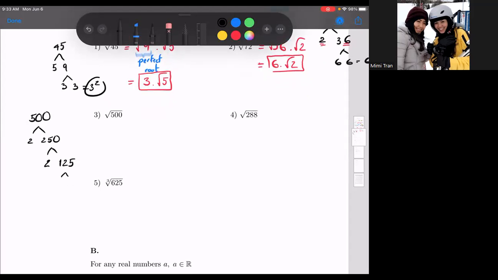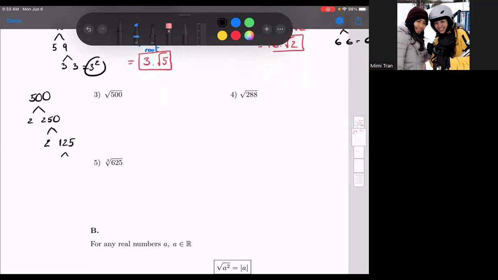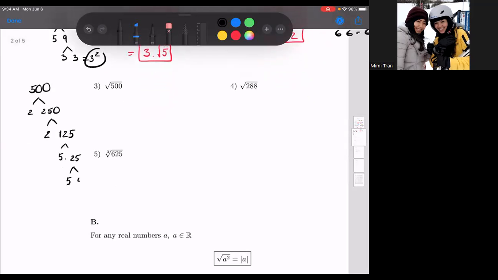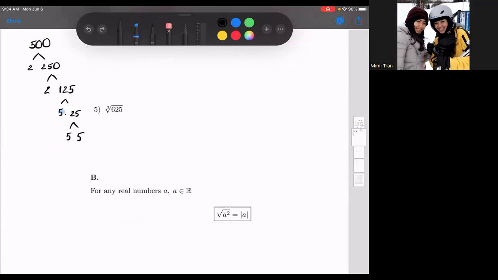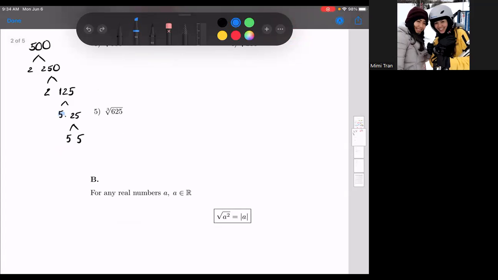And can I split the 125? I would divide by 5. So 5 times 25, and then 5 times 5 again. So how many 5s do I have here? 3 fives. But I only need 2 fives because the index is 2, or something that can divide into the index 2. So actually I'm gonna rewrite it here. Let me highlight it. I have 3 fives and I have 2 twos. So 2 times 2 times 5 times 5 times 5.